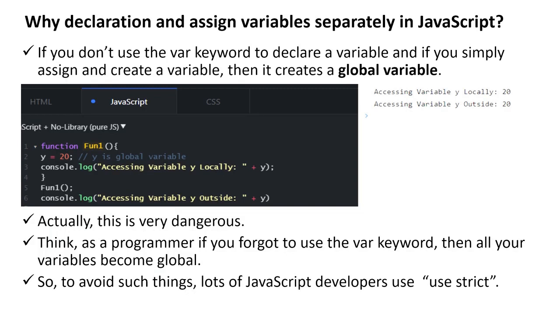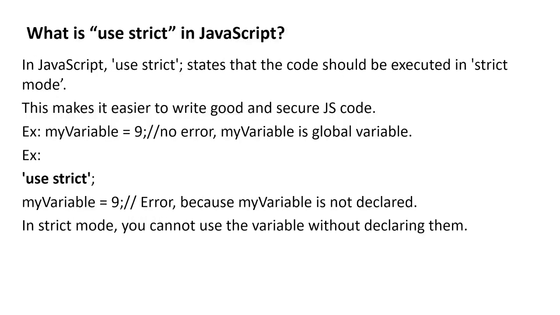Why declare and assign variables separately in JavaScript? If you don't use the var keyword to declare a variable, and if you simply assign and create a variable, then it creates a global variable. Actually this is very dangerous. Think as a programmer. If you forgot to use the var keyword, then all your variables become global. So to avoid such things, a lot of JavaScript developers use strict.